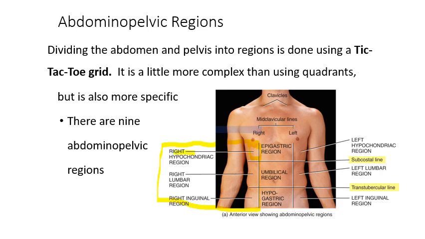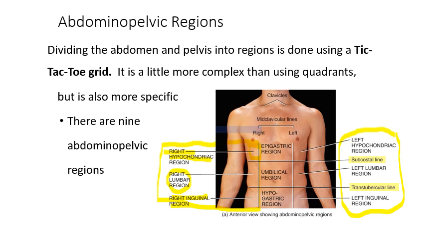On the right side, so hence right, hypo meaning below, chondriac referring to the cartilage of the ribs. So the right side just below the ribs is the right hypochondriac region. Just below that sits the right lumbar region. So right lumbar region is just kind of in the lower back sort of region on the right hand side. And then the right inguinal region is the lowest part on the right side of the torso, close to the groin. Right, and then we're going to have those same things on the left side. So we'll have a mirror image on the left. So you have a left hypochondriac region, a left lumbar region, and a left inguinal region.